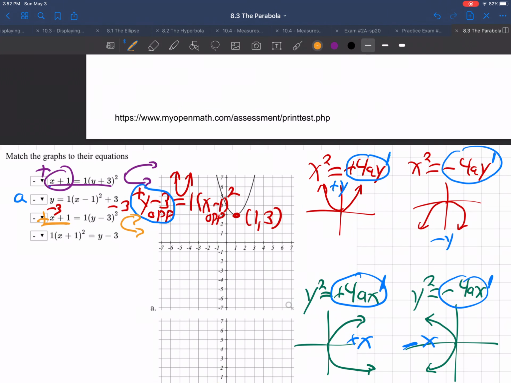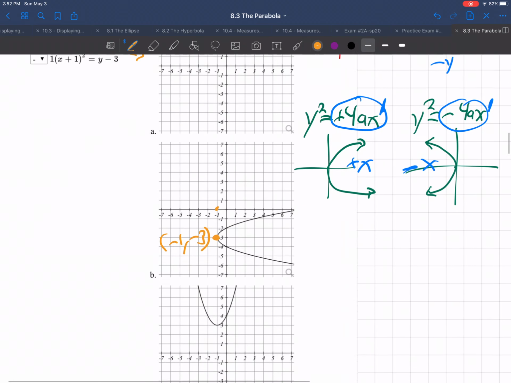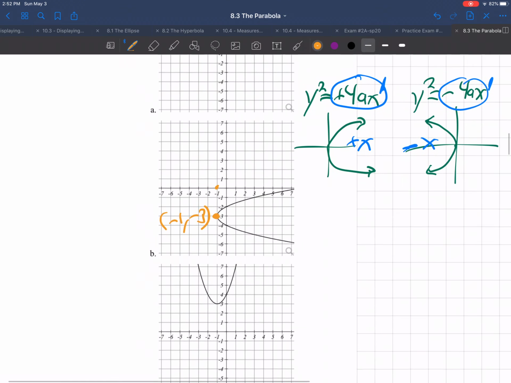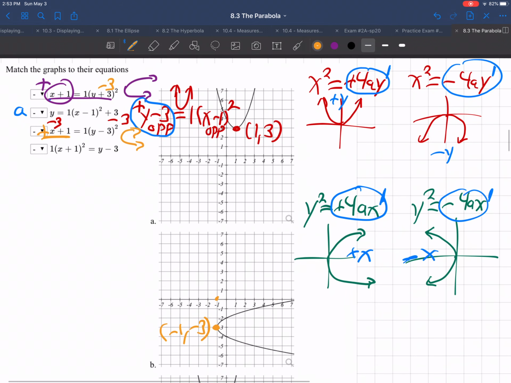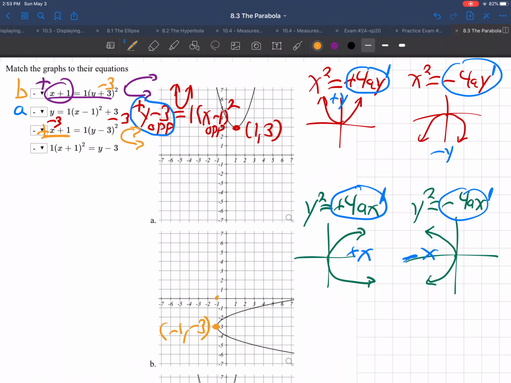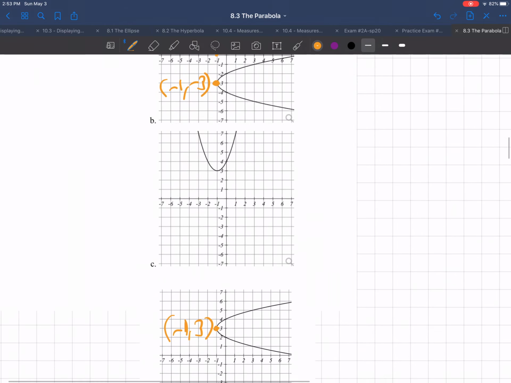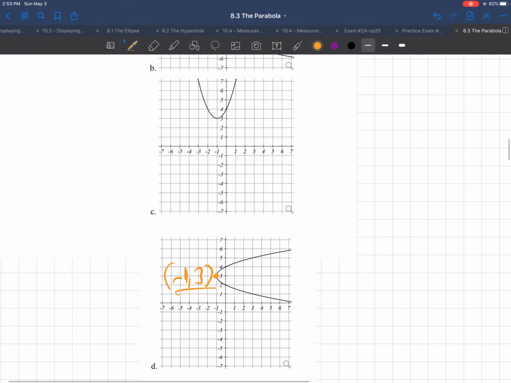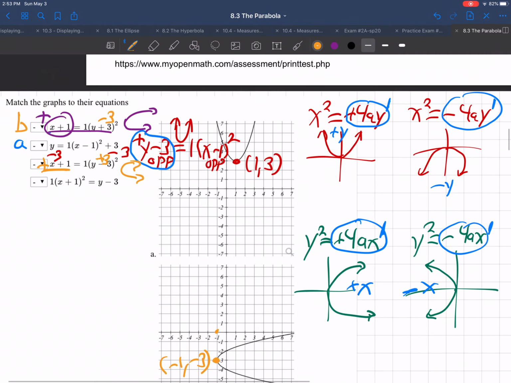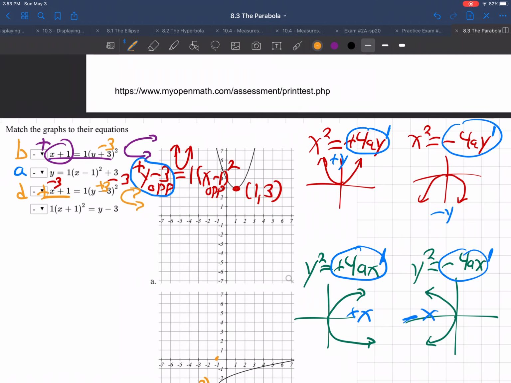So let's see which one's right. Remember, it's opposite, down 3. This one's down 3. Which one's down 3? This one. So this must be B. So this one goes with B. And then this one is opposite, so this must be up 3, because the center is always the opposite. Up 3, that's D. So this one goes with graph D. Whatever numbers are next to X and Y, it's always the opposite to find the center.